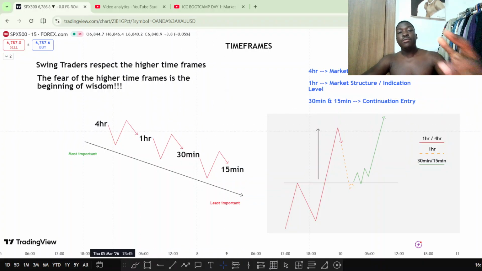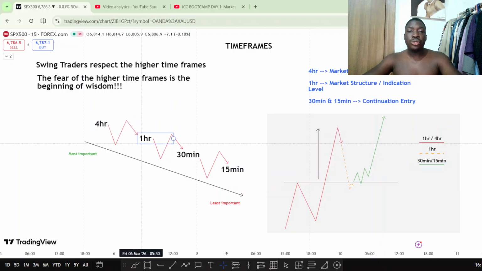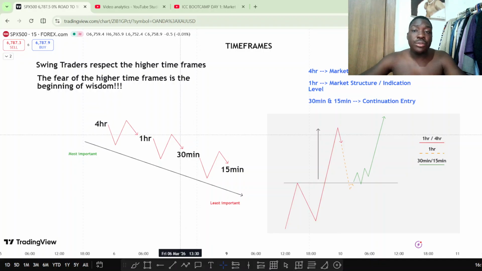So yeah, the 4 hour and 1 hour to mark out your market structure. 30 minutes and 15 minutes for your entries. Mainly 30 minutes, but 15 minutes sometimes can have clearer structure. I hope you guys can understand this video. I will touch more on it in the next video with candlesticks and live examples.